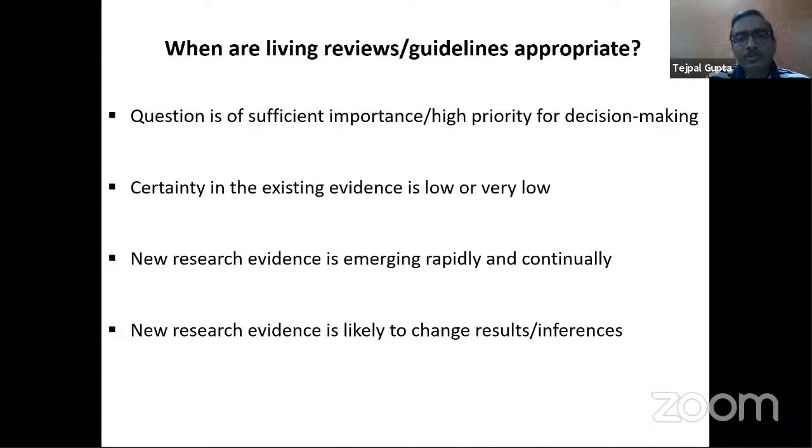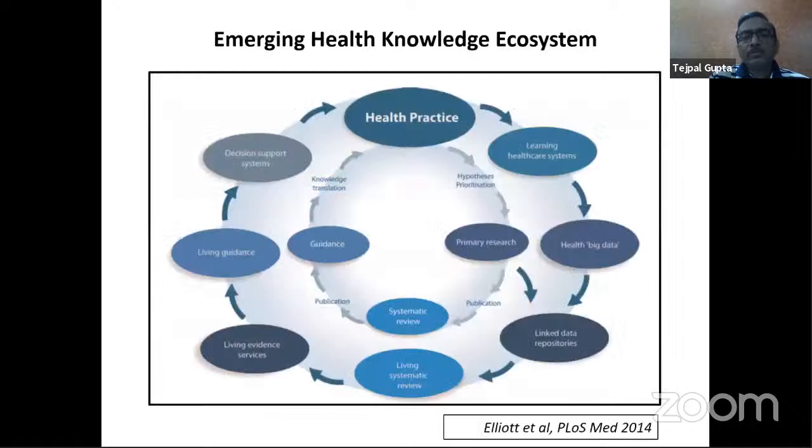So when are living systematic reviews and guidelines appropriate? When the question is of sufficient importance and high priority for decision making, the certainty in the existing evidence is low or very low, new research evidence is emerging rapidly and continually, and new research evidence is likely to change results or inferences. So this is the emerging health knowledge ecosystem.